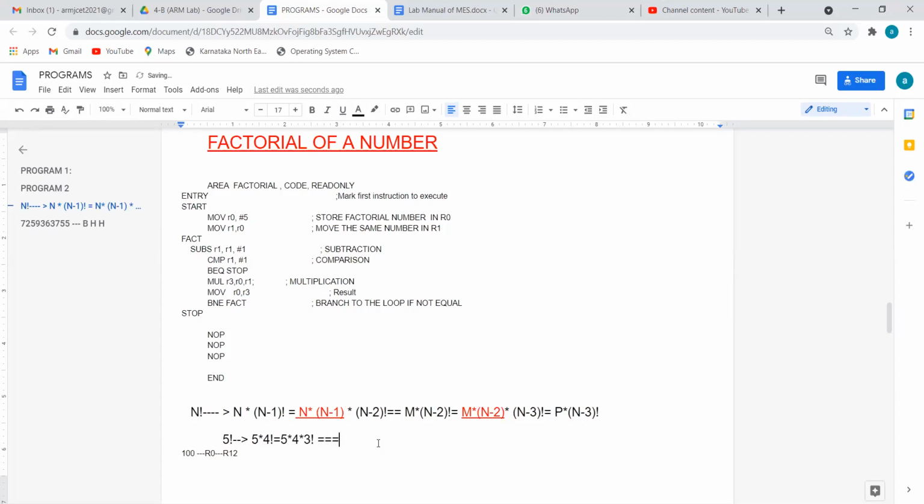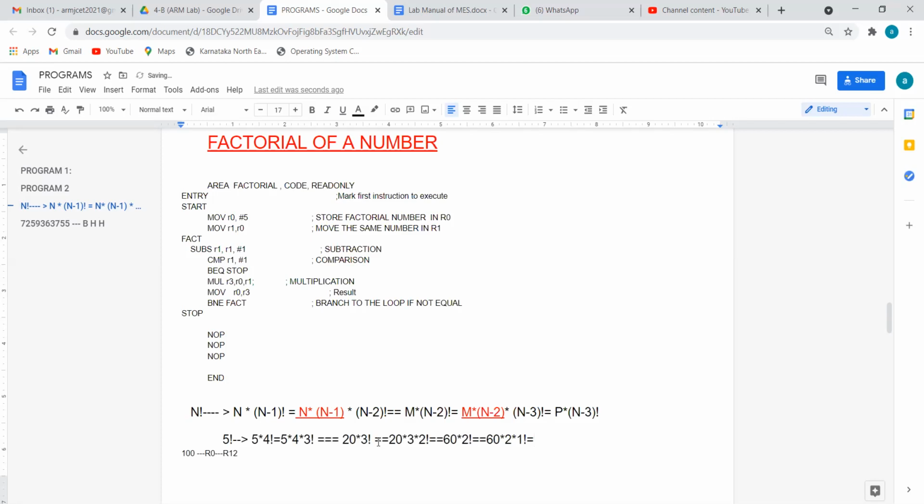Next, what do you mean by 5 star 4? 20. So 20 star 3 factorial. Correct? Next, expand it: 20 star 3 star 2 factorial. Don't expand 2 factorial. What we have to do is 20 star 3 is 60, and keep the 2 factorial as it is in this step. Next step is 60 star 2 star 1 factorial.